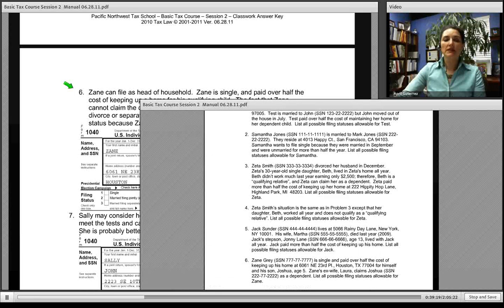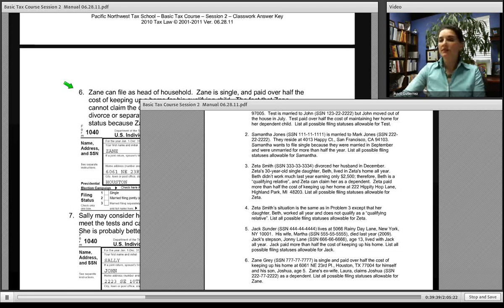Next problem is number 6. Zane Gray is single and paid over half the cost of keeping up his home in Houston, Texas, for himself and his son Joshua, age 5. Zane's ex-wife Laura claims Joshua as dependent. List all possible filing statuses.